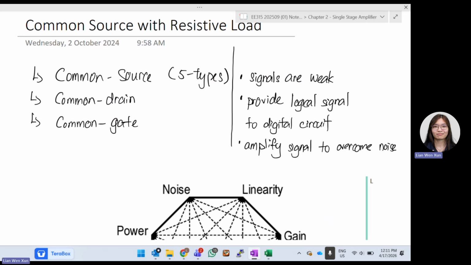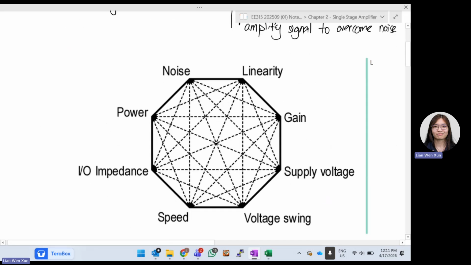Maybe we have a temperature sensor. Maybe it only changes a little bit, maybe a few ohms, when temperature changes by a lot. So we need to amplify this signal so that it can be useful. Also, we sometimes amplify it so that we can overcome noise. We want the signal to noise ratio to be as large as possible. So we need to enlarge our signal so that the noise is still low compared with our signal.